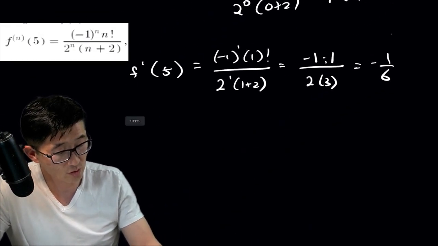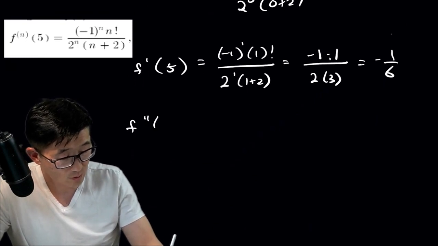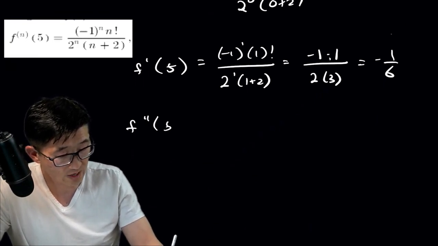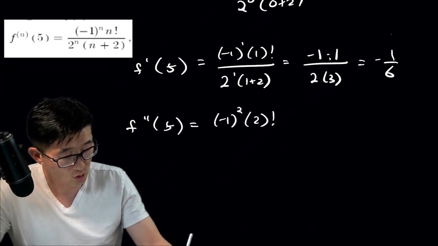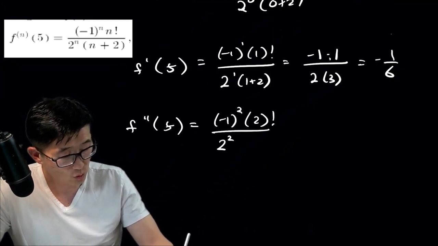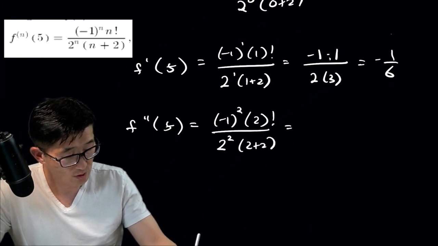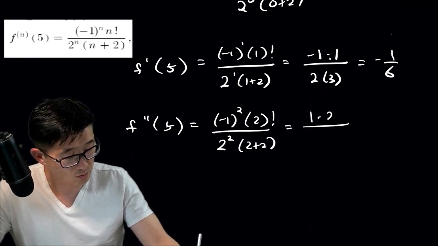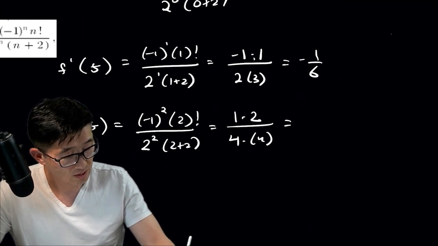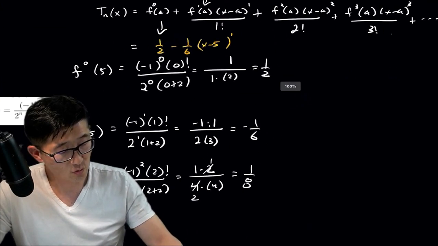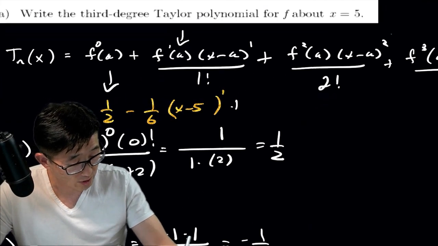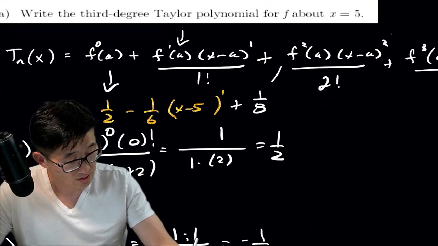We need a second derivative, so f double prime at 5, which will be -1 squared times 2 factorial over 2 squared times 2 plus 2, which is basically 1 times 2 over 4 times 4, which is... cancel, and 1 what? So positive 1/8. So this would be positive 1/8. That's this guy right there.